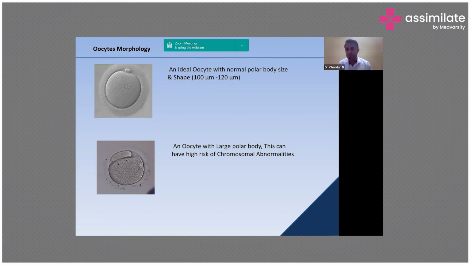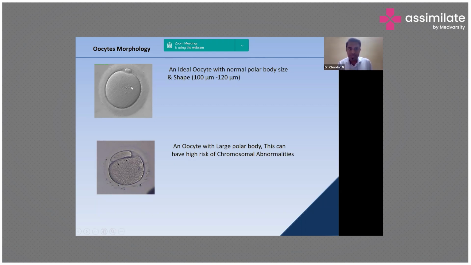I have injected this. Now, what we do post-injection, 16 to 18 hours, is check the fertilization of the oocyte, whether this ICSI procedure resulted in this particular oocyte fertilizing or not. When you do a fertilization check, remember these points.